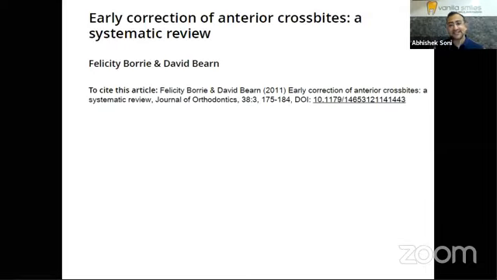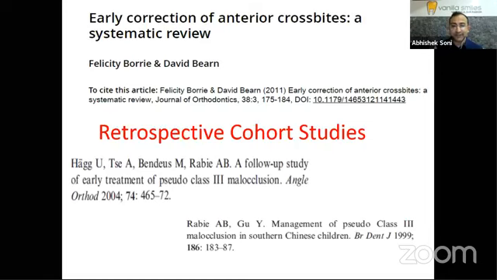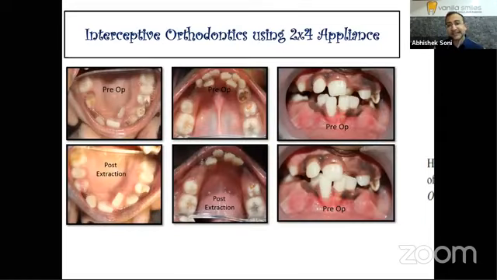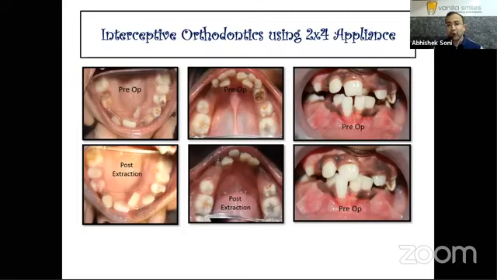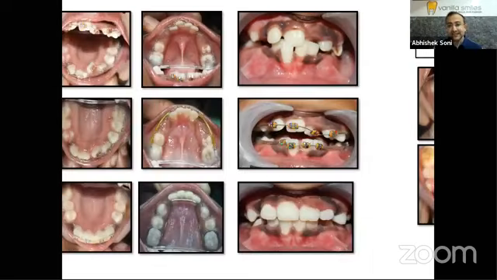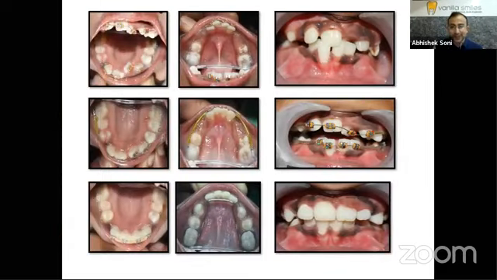Let's look at a clinical case scenario wherein we managed a crossbite case, which was because of the over-retained primary teeth. We got rid of them. There was spontaneous movement that happened. However, that did not correct the crossbite. You can see what we did next was a 2x4 appliance, and you can see that the crossbite was eventually corrected and the arch length maintained.